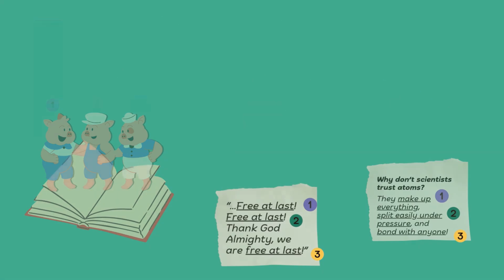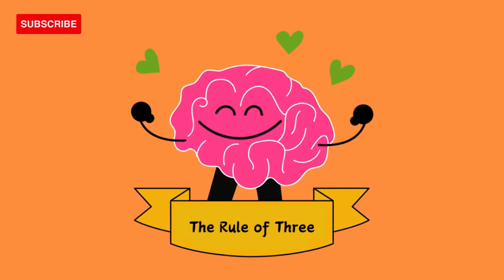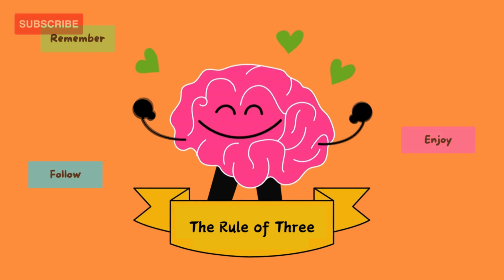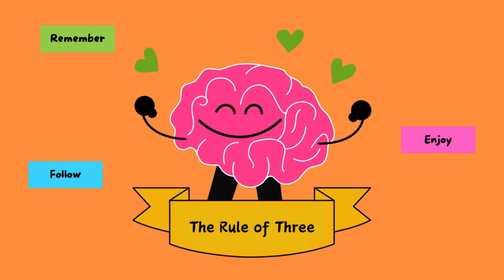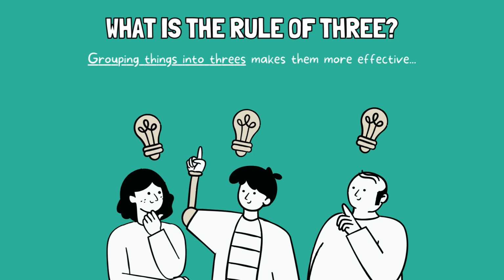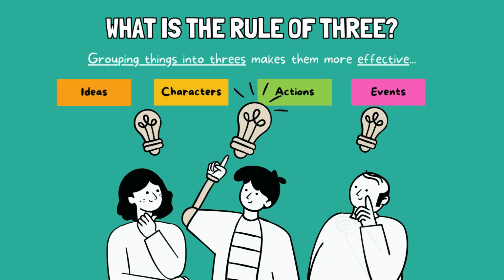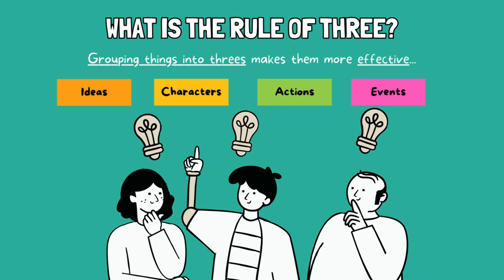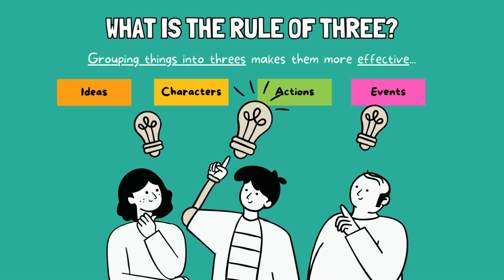Why is it so common? Because it taps into the way our brains process information. We naturally find it easier to follow, remember, and enjoy things presented in threes. In writing, the rule of three suggests that grouping things into threes, whether ideas, characters, actions, or events, makes them more effective, memorable, and satisfying for readers or audiences.